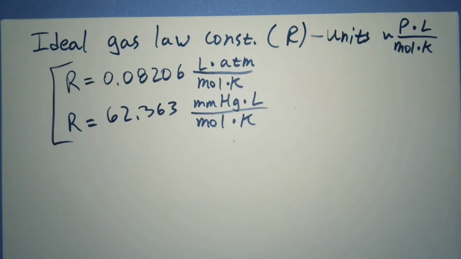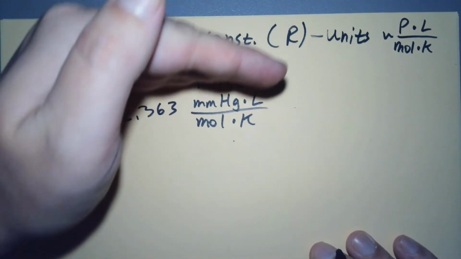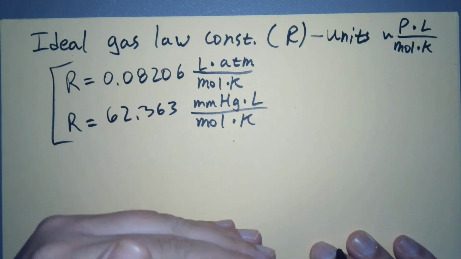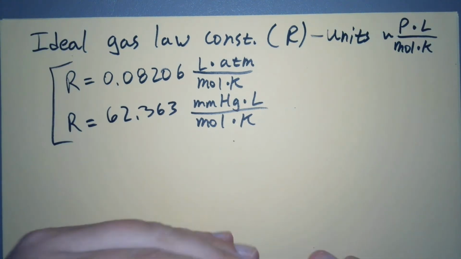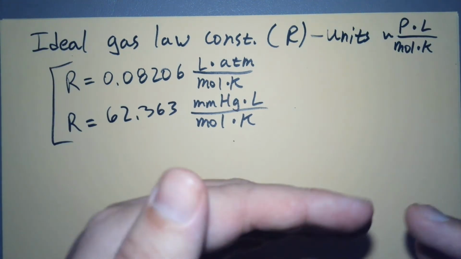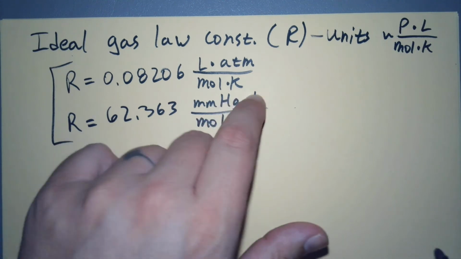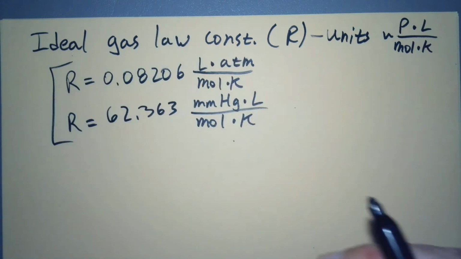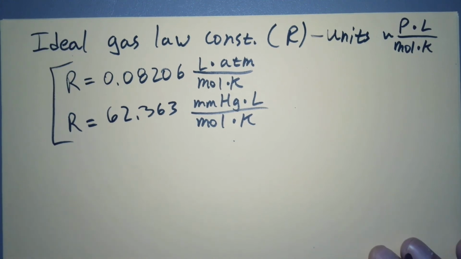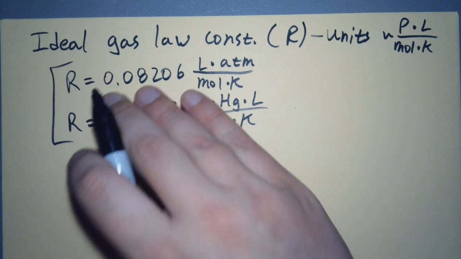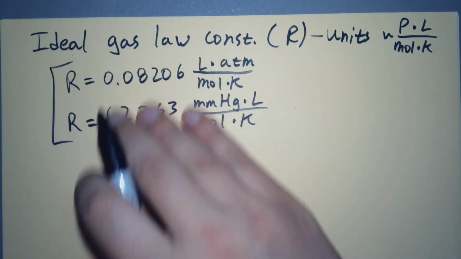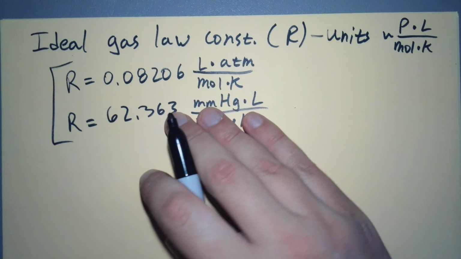You can go on Wikipedia, and there's literally an entire list of different values of R. Like, what if it's PSI times gallons? You start switching in different units for volume as well. So, these are technically the same value, it's just different units.